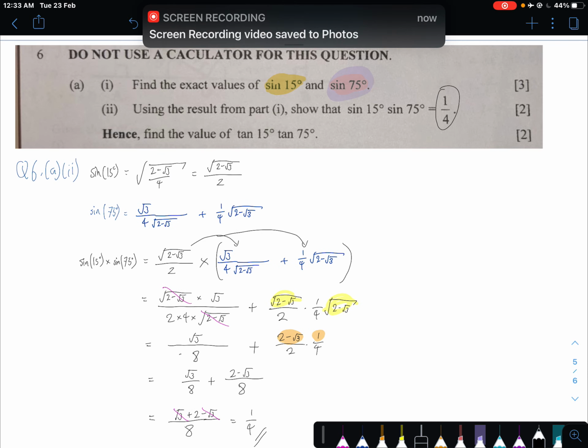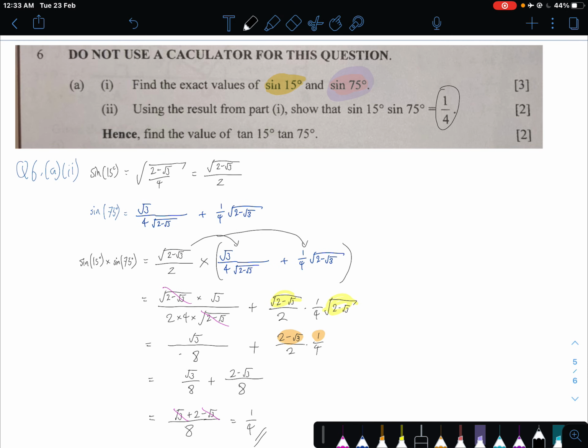Okay, I realize I am not done. I still have a hence part question that asks you to find the value of tangent 15 degrees times tangent of 75 degrees. Now, notice that actually this is just a slight change from the previous part 2 question.